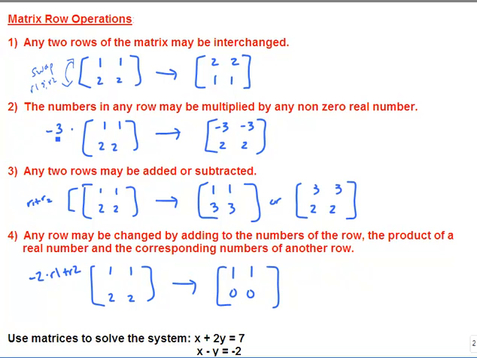Okay, rule number 3 is we're allowed to add or subtract any 2 rows together. And this is what we do when we use the elimination method when we solve systems of equations by hand. We try to get those coefficients to be the same but opposites, and then we add our 2 equations together. That's exactly what we're doing in this step. We're going to take 2 rows, like 1, 1 and 2, 2, and we're going to add them together. So 1 plus 2 is 3, 1 plus 2 is 3.